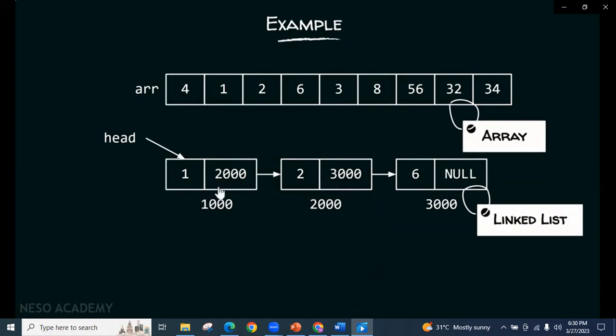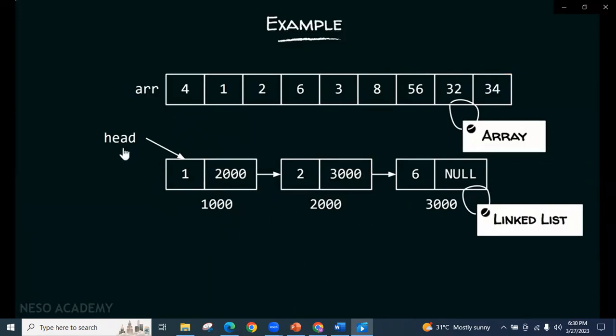Now the difference is that an array is stored in a contiguous fashion. That is, if the address of this particular element is 1000, then the address of the next element will be 1004, assuming the size of an integer is 4 bytes. But here it is not important. It might be possible that the address of one node is 1000 and the address of the next node is 2000. It could be any address. It just stores the address of the next node so that it can be linked to it.